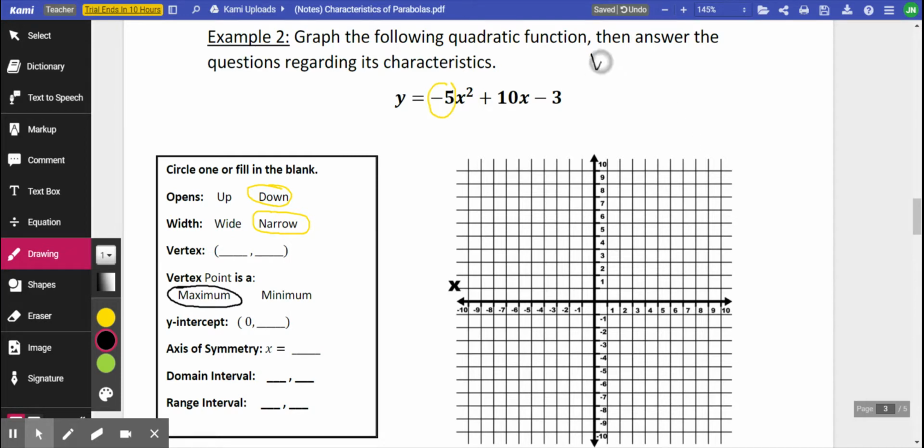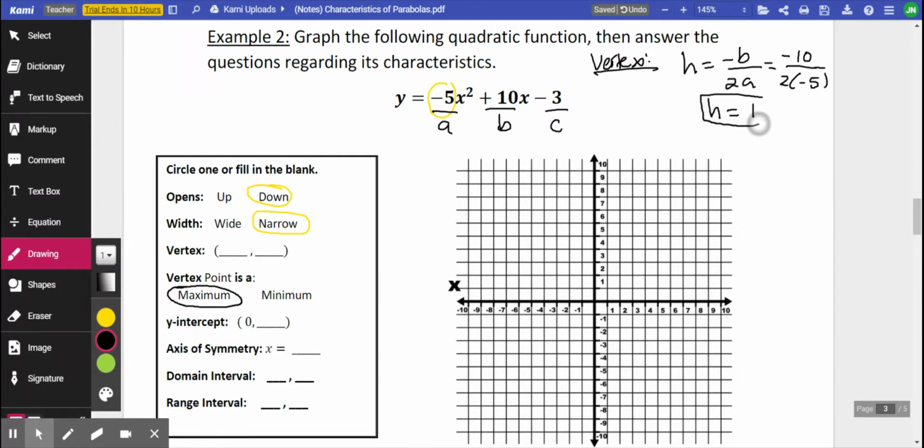So let's find the vertex. The vertex is going to be the h and the k. So h is equal to opposite b divided by 2a. If we look at the a, b, and c values, a is equal to -5, b is equal to 10, and c is equal to -3. In this case, we're going to be getting the opposite of 10 divided by 2 times -5. Don't forget the negative. So that means that the h value would be -10 over -10, which is +1. So then my h is equal to 1.